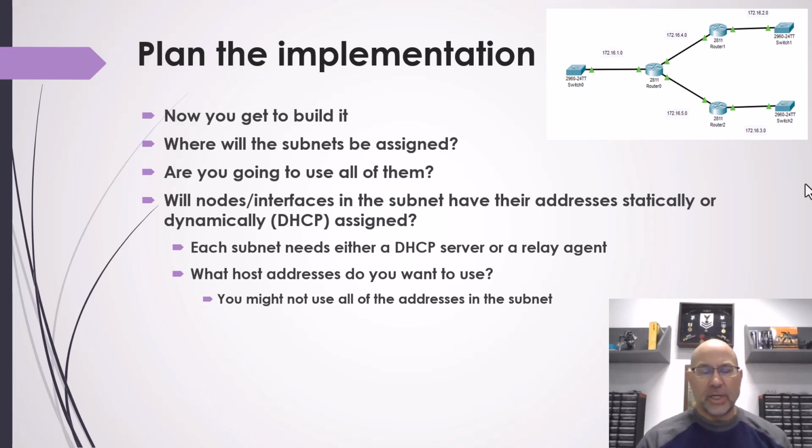In addition, on a point-to-point link, right here or right here, probably not using DHCP. But here we certainly might, and here we might, because we've got hosts there. So in that case, every subnet needs a DHCP server or a relay agent to get to a DHCP server.